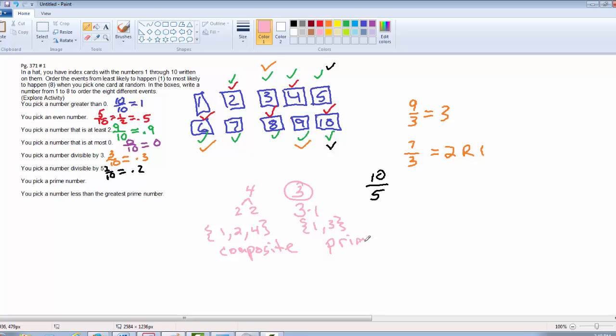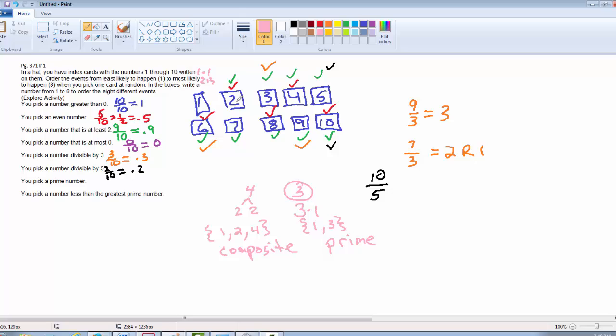So a quick little review on primes. The problem says you pick a prime number. So if I take a look right here, I have the number 1. Well, the problem with 1 is if I break it into its factors, we have 1 times 1, but technically you only have 1 factor. So it is not prime nor is it composite, so that does not work.